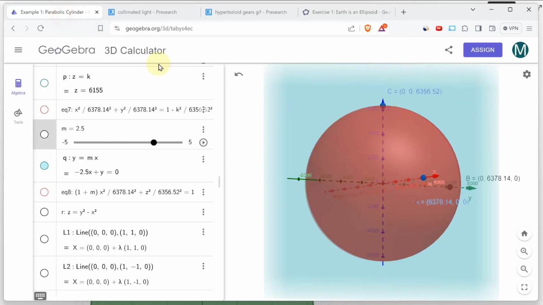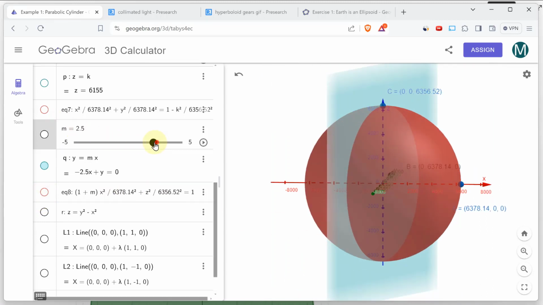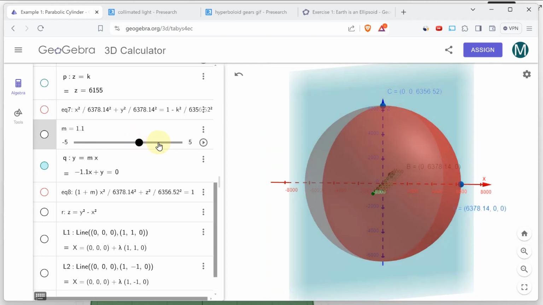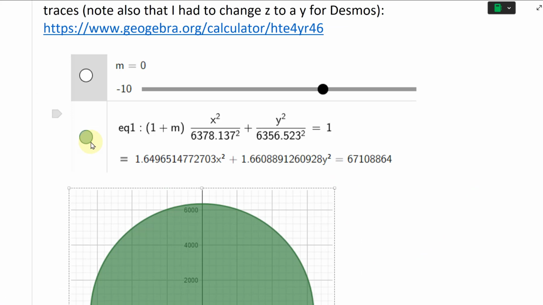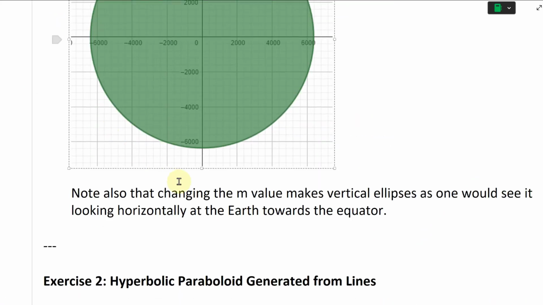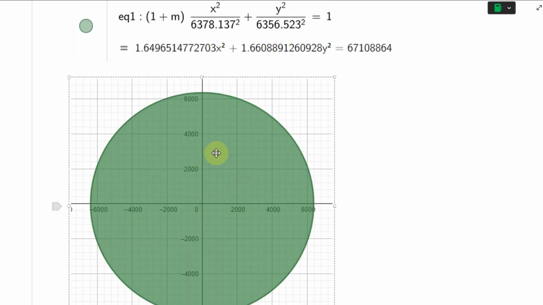And that's again looking at it from here. This is just looking at it from an angle like that. So that's what it's graphing, directly head on, and so on. And it has some other issues there. Anyways, that's pretty epic stuff. So note also that changing the M value makes the vertical ellipses as one would see it, looking horizontally at the Earth towards the equator. So looking directly at it. And then if you rotate that line, you're going to have those ellipses form accordingly.